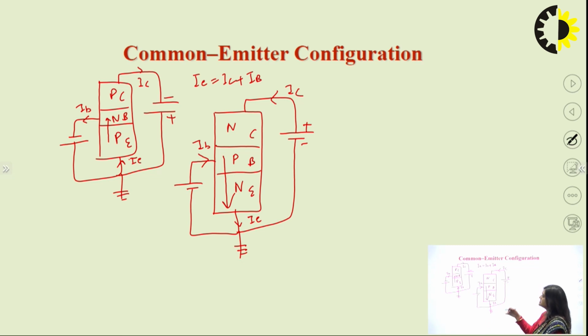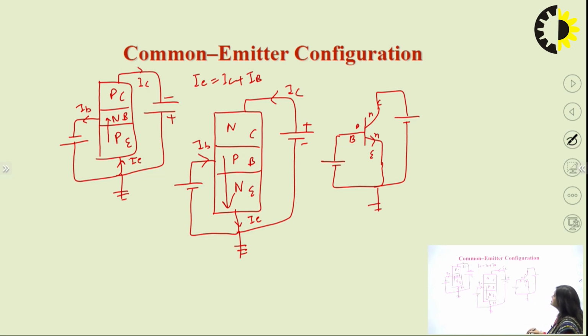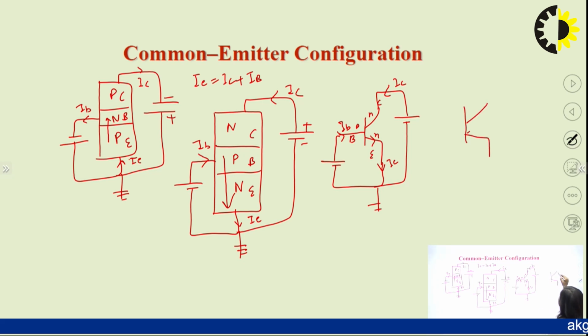And this is the configuration, and another way of drawing it is with the help of the symbol in this way. This is the collector, this is the base and this is the emitter. So this is our NPN transistor. We put the base-emitter junction in forward bias, and this will be reverse biased. Here also, this is the emitter current, this is the base current and this is the collector current. This is another configuration for the NPN transistor.